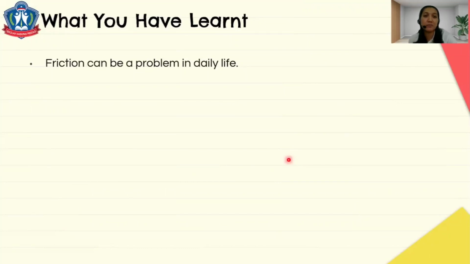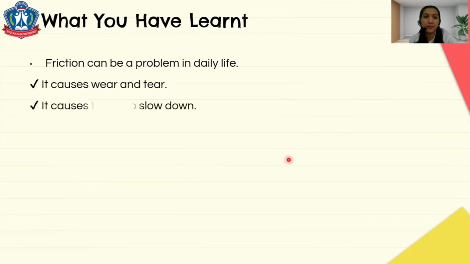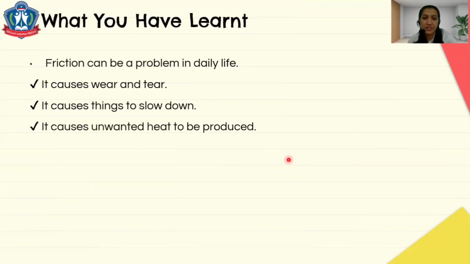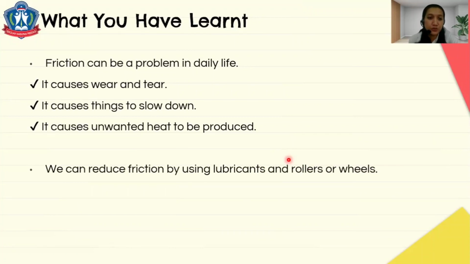But friction can be a problem in daily life. First, it causes wear and tear. Second, it causes things to slow down. And the third one, it causes unwanted heat to be produced. So we can reduce friction by using lubricants, rollers or wheels.